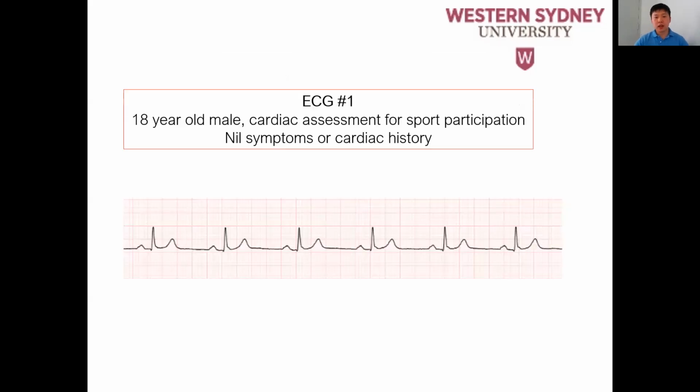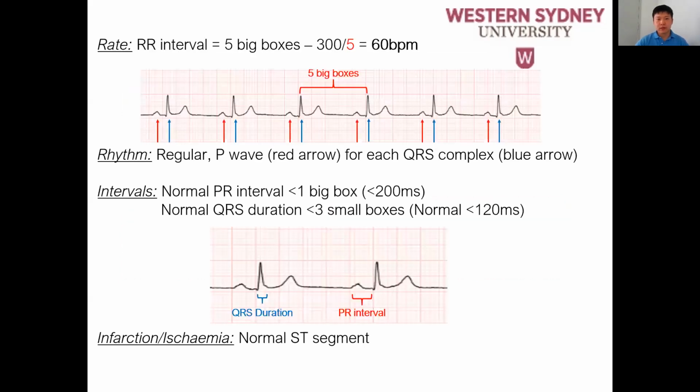So I'll go through 3 ECG examples, and then I'll go through how I would interpret them in a systematic approach. This first ECG is a rhythm strip. It's an 18-year-old male, and he's just having a cardiac assessment for sport participation. He's never had any symptoms or any cardiac history. So in this example, we'll go through the different steps.